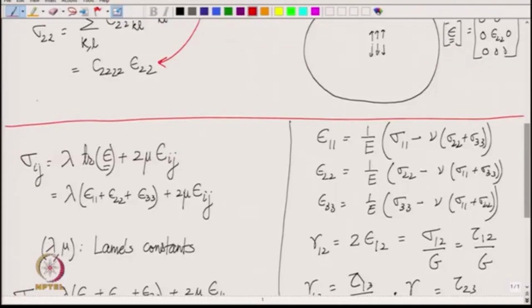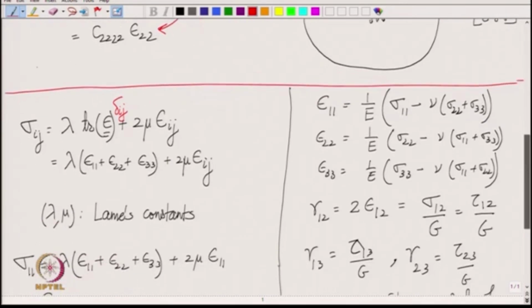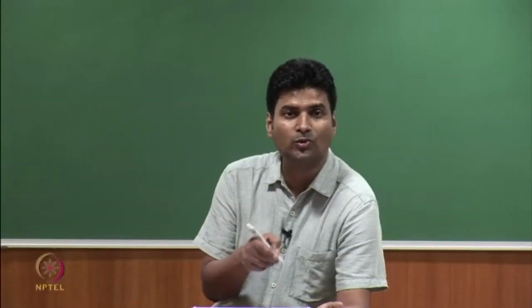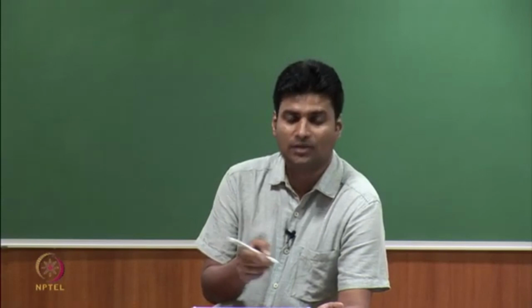Okay, I have missed out a term here. This should have been lambda times trace of epsilon into delta ij. So there is a delta ij also over there. When i is equal to j, delta ij becomes 1, and then we get what we worked out. But when i is not equal to j, delta ij becomes 0. So for off diagonal terms the first term becomes 0 and we simply get sigma ij equal to 2 mu epsilon ij, is not it.